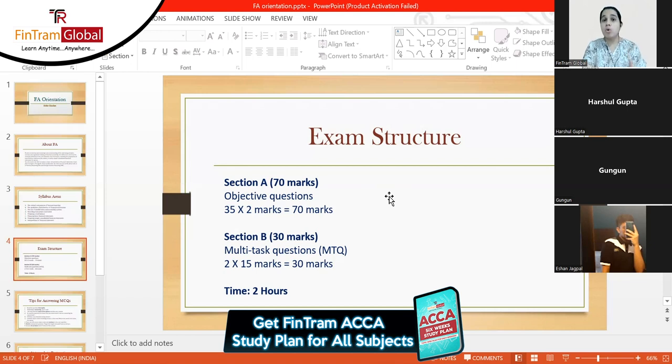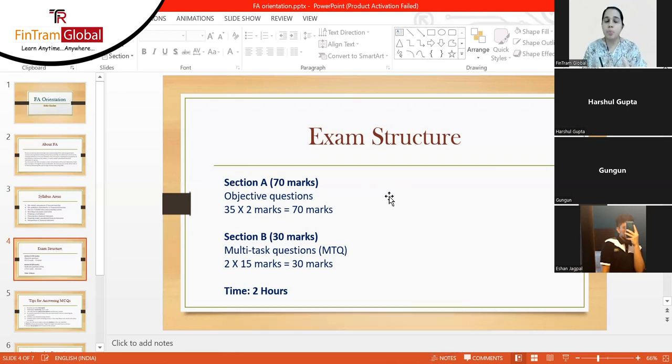Two sections, two hours. And of course, this is a practical plus theory exam. There are theoretical parts also, but there are questions that you have to solve. So time management is very, very important. You cannot be wasting a lot of time on one particular question and then realize that you have very few minutes left and a lot of the paper is left.